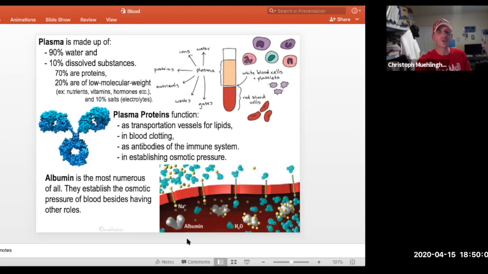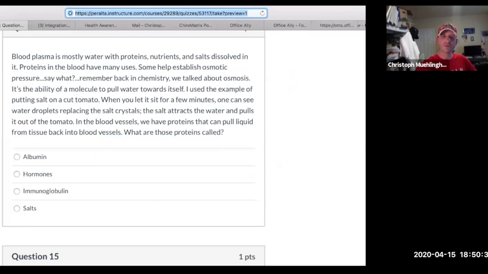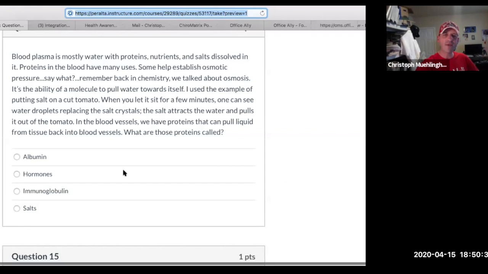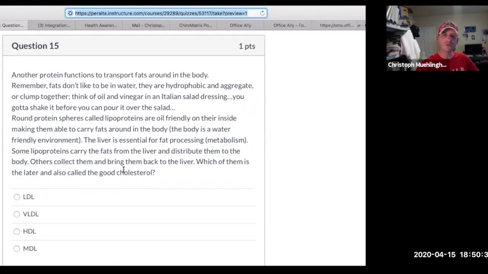Sodium and water always go together. Salt and water always go together. That's always good to remember. We talk about that much more when we talk about the kidneys. But the albumin staying behind will pull that water back towards it. That's how a large quantity of the volume of blood comes back into the blood vessel after it gets squeezed out into the tissues. That's how we avoid having to have all these little hearts in all the tissues.